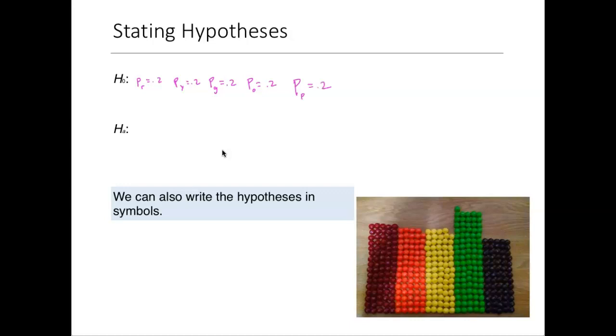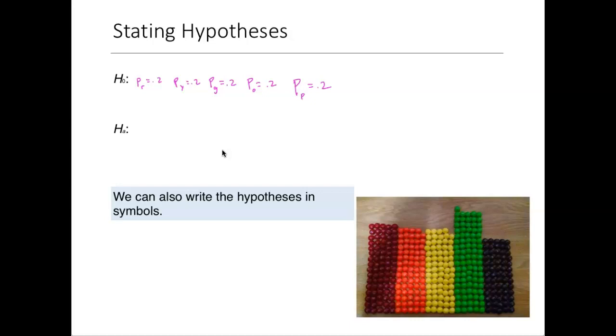Now the alternative would be that at least one of those is not 0.2. It is not that all of them are not 0.2. Does that make sense? It's just that at least one is not 0.2. And in fact, if we want to get technical, if one of them is not 0.2, then two of them have to be not 0.2, right?